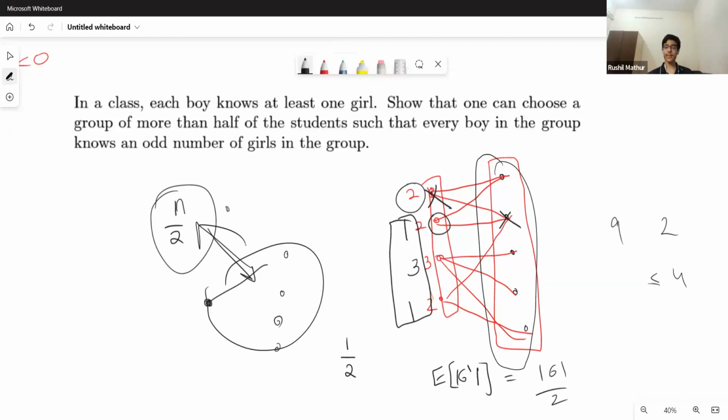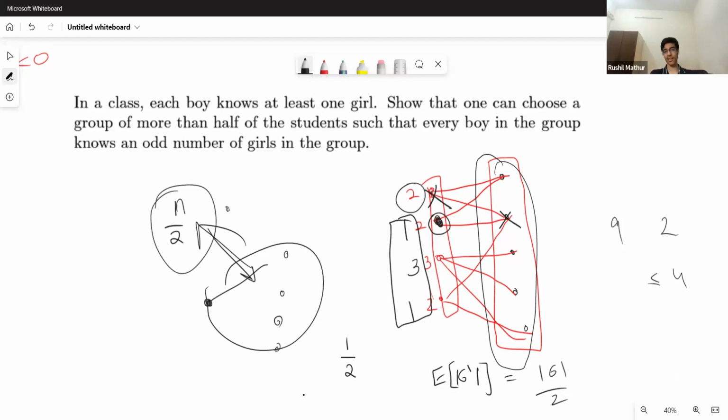And the question now is how many of the boys are left? Because if we can show that around half the boys are left as well, then we'll be done, because then we'll have b by 2 plus g by 2 by linearity of expectation again. And that's again quite non-trivial as to how linearity just works. But we need to show that if we take a random boy, the probability that he has an even number of friends is half.